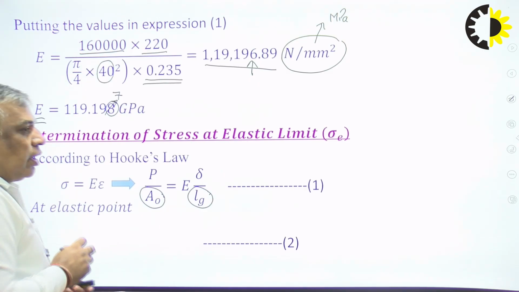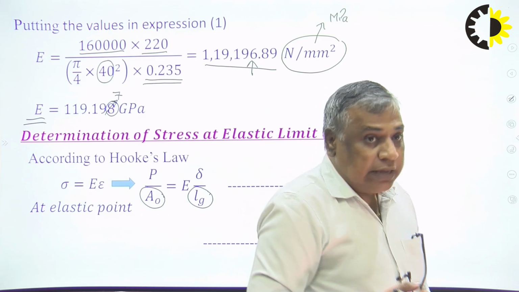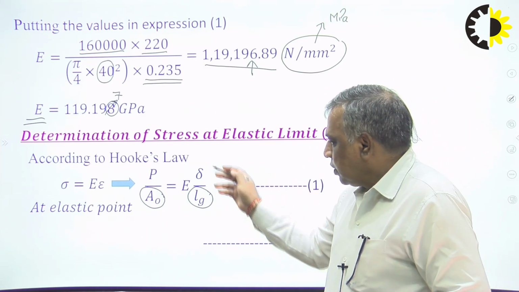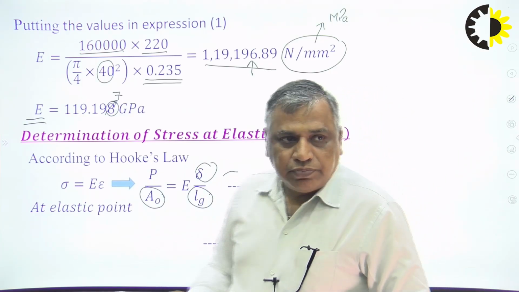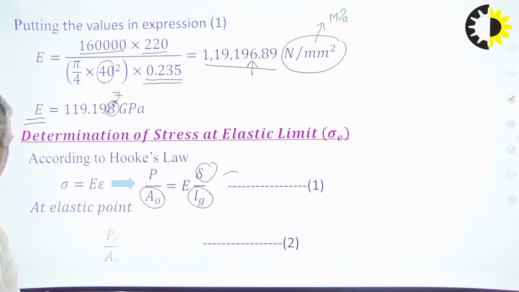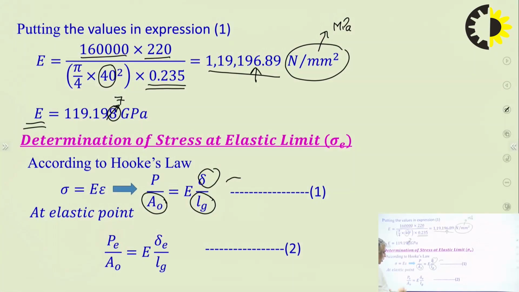So at the elastic point, sigma E is equal to E into epsilon. Either we have the epsilon or we must have the delta. We must have this delta or the epsilon. This will be our approach to this. At the elastic point, load upon original area is equal to E into delta E upon Lg. So this is the mathematical model for the determination of E.